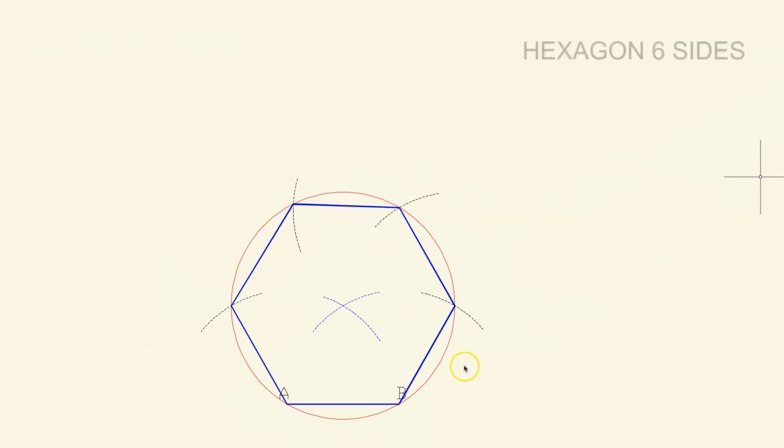So that's a hexagon. It's got 6 sides. So make sure you're constructing the right thing. A hexagon has 6 sides.